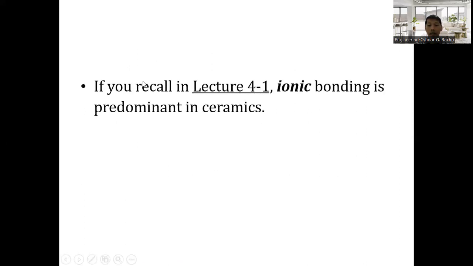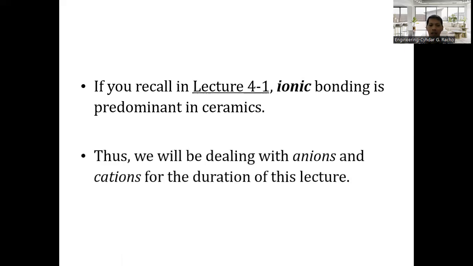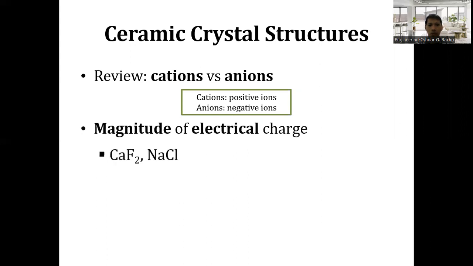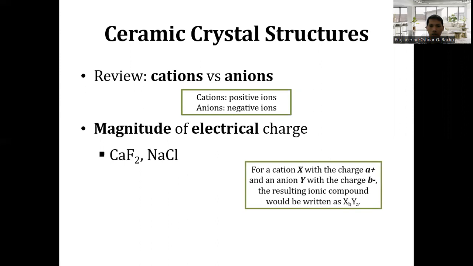So if you recall in lecture 4-1, ionic bonding is predominant in ceramics. I hope you still remember that one. Thus, we will be dealing with anions and cations for the duration of this lecture. So recall that your cations are the positive ions and your anions are the negative ions. And we also have magnitude of electrical charge.